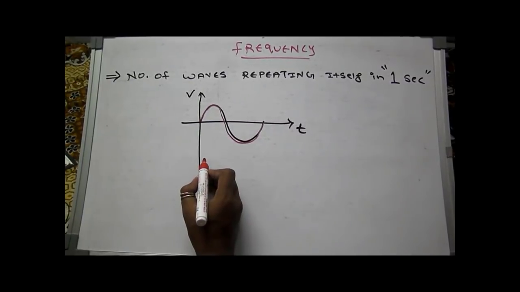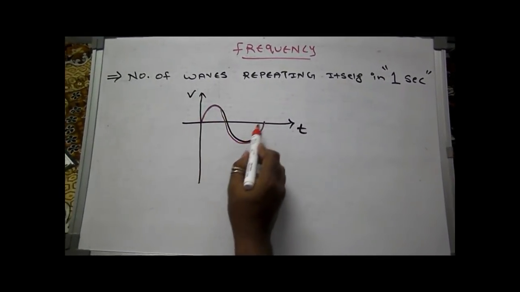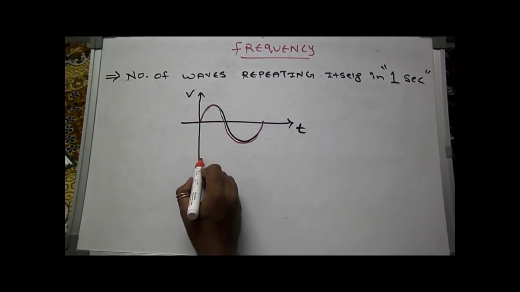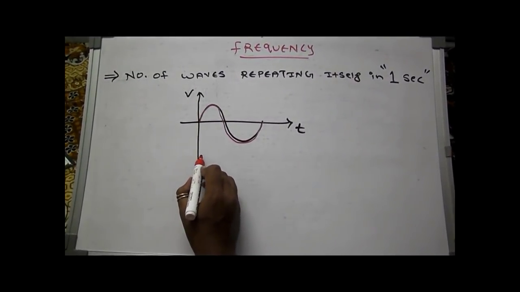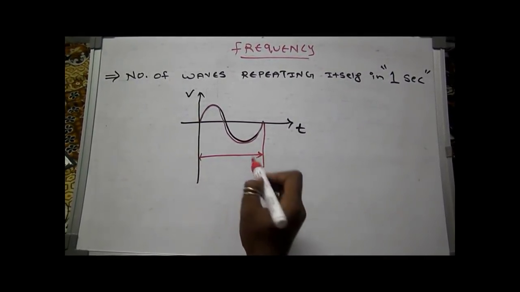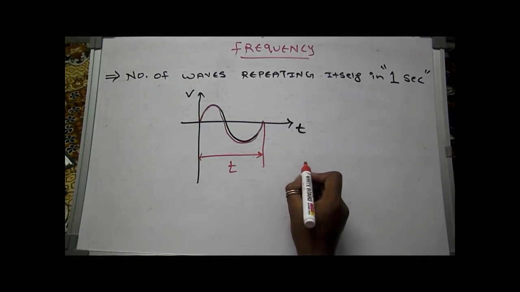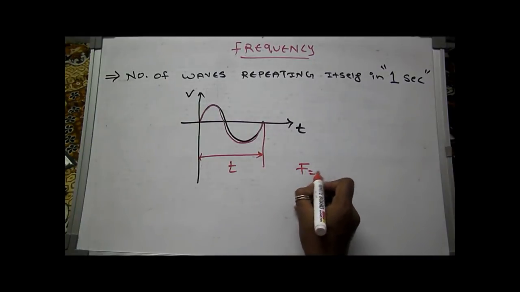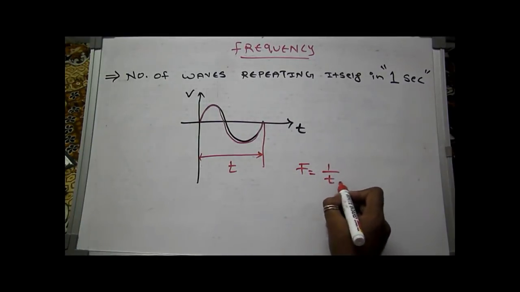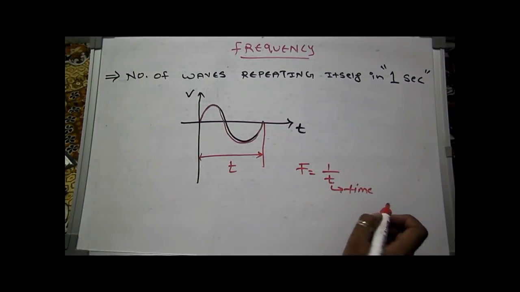The time period, the time that the wave takes to travel the whole cycle, is called the time period. That is the time from here to here. This is the time period of a whole cycle. So frequency has a formula, F is equal to 1 upon T, where T is the time period.